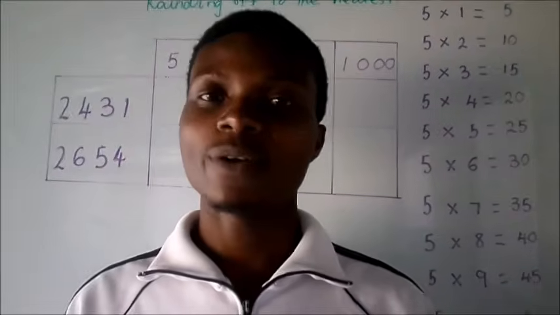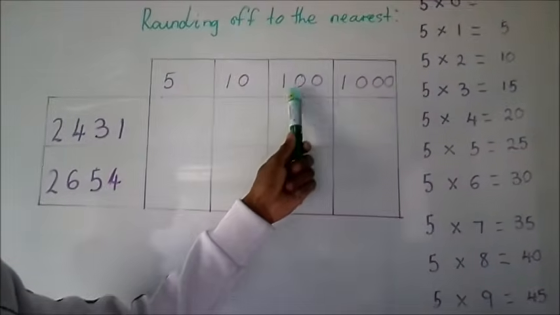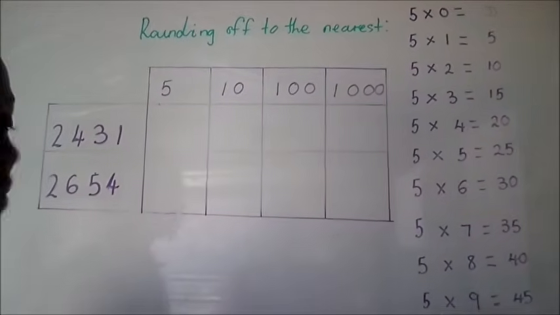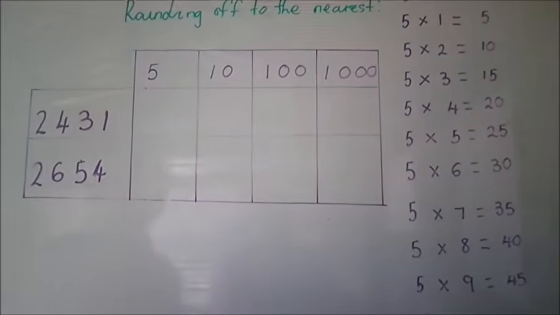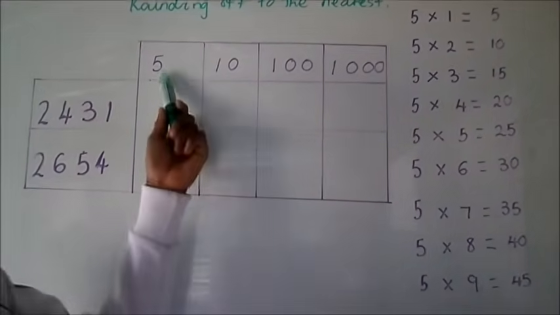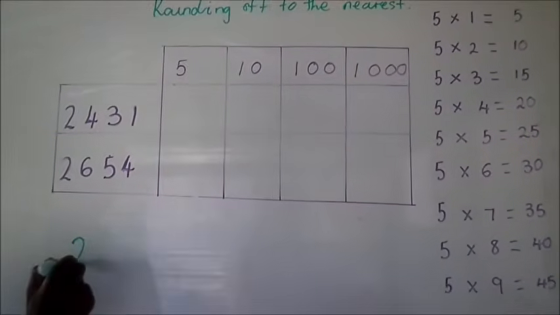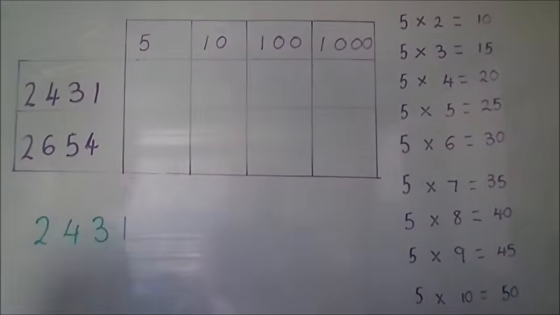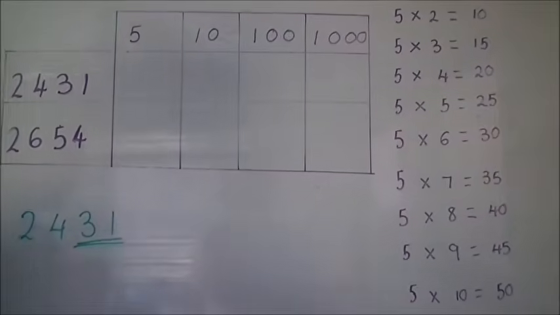In this video, we are going to be rounding off to the nearest 5, 10, 100 and 1000. If you are grade 5, grade 6, probably this is gonna be your first topic when you open in second term. Rounding off to the nearest 5 is quite simple. Let's round off our sum, that is 2431. To round off to the nearest 5, we have to look at these two digits, which is 31.